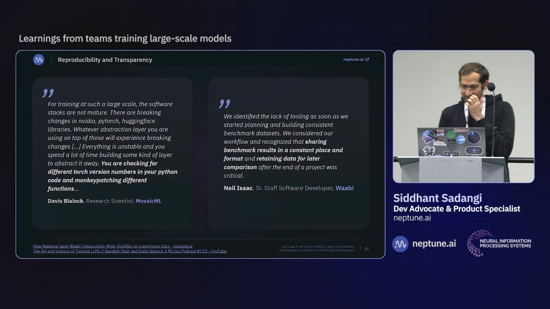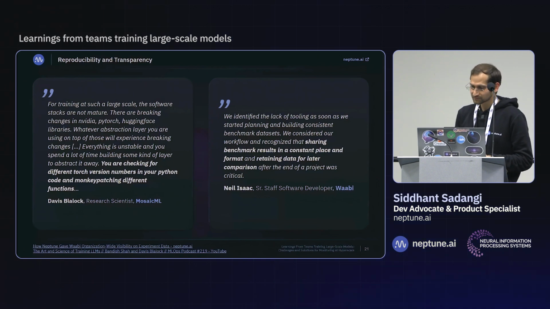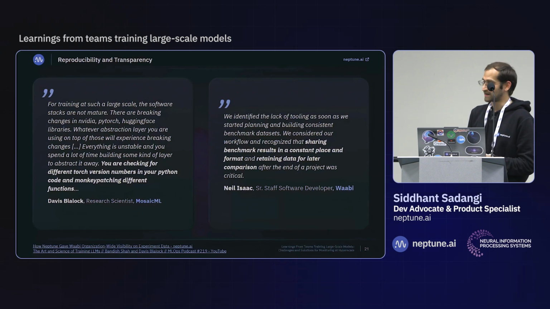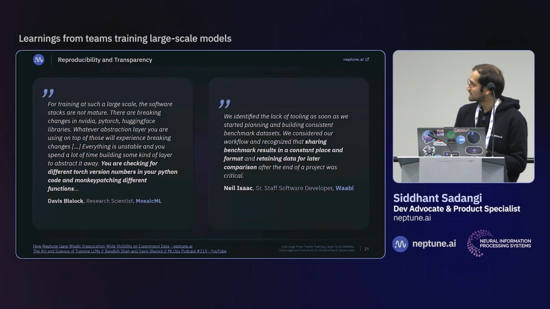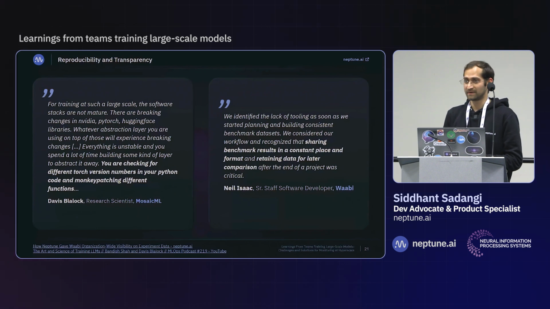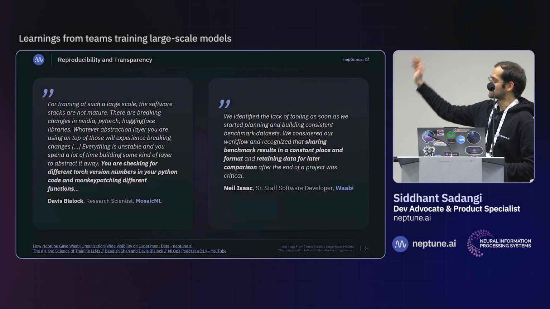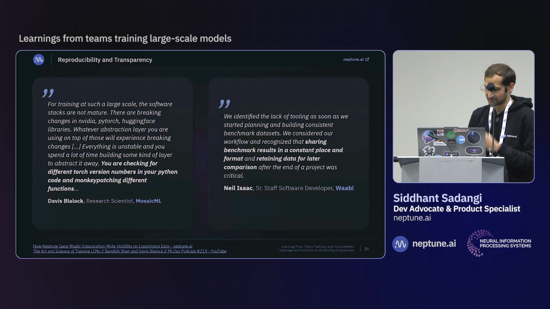So for your experiments to be reproducible, first your environment has to be reproducible, as highlighted by Davis. And this is honestly a pretty tall ask in the Python ecosystem, because unless your requirements are pinned, any change in any of the dependencies can throw your entire experimentation or pipeline haywire, right? So you're checking for different torch versions, monkey patching, different functions.